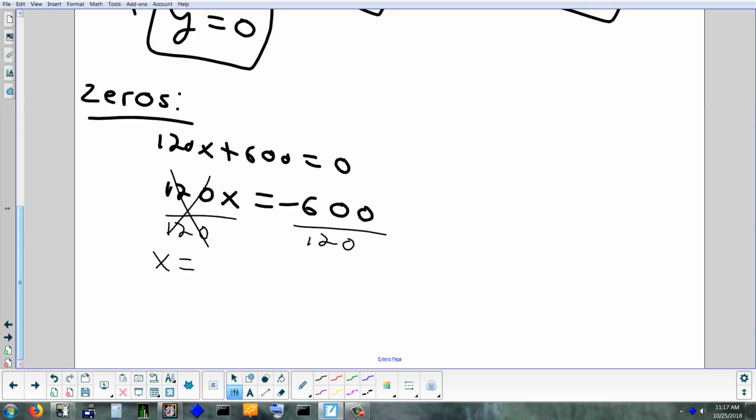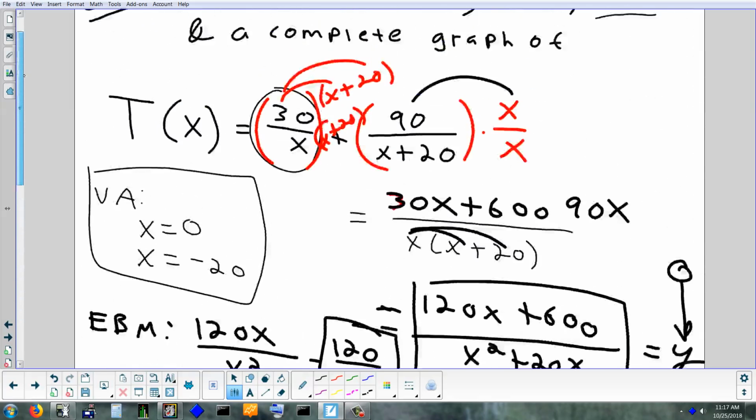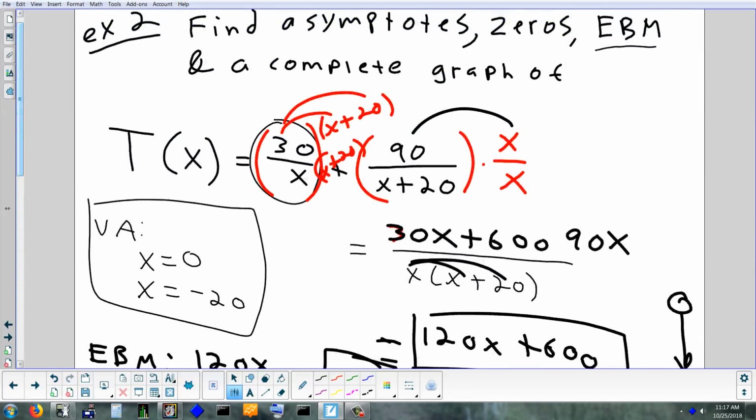Yeah, negative 5. Again, does that really have a point in the real world context of the problem? Not really, because negative 5, you can't travel negative 5 speed. But algebraically, that's what it is. Okay, so we got our zeros, our asymptotes, our model. Last thing is to graph it.